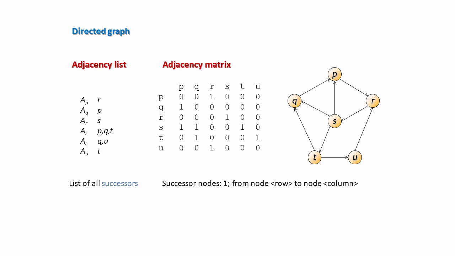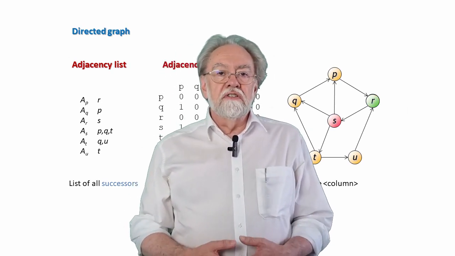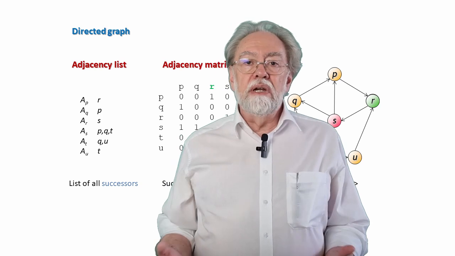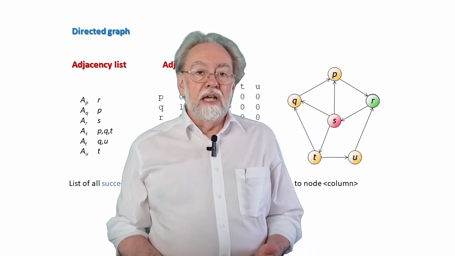In this example, you can see from row P that node P points at node R exclusively. But it is pointed at by nodes Q and S, as indicated by column P. We may now ask the question whether there is, for instance, a way to reach R from S, or whether there is a path from S to R.